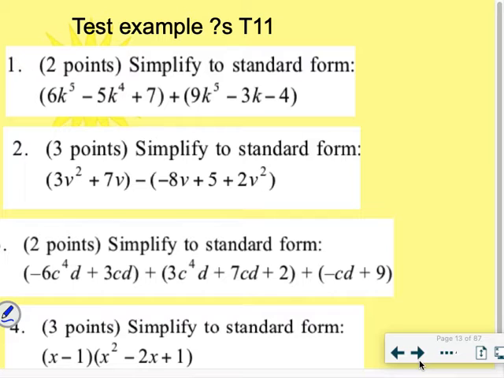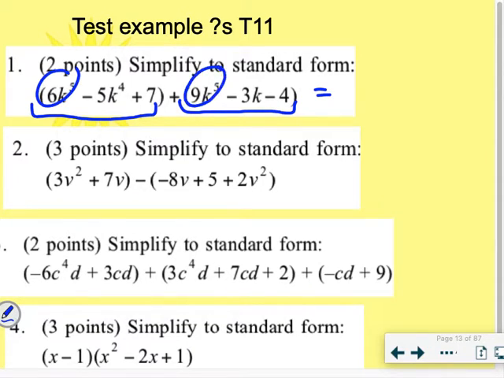So all we're doing when we add polynomials, we're taking this trinomial plus this trinomial, and we're just adding the like terms. So we have 6k to the fifth and 9k to the fifth. Those are like terms because they both have the same variable with the same exponent, k to the fifth power. So we just add the coefficients. 6 and 9 make 15.